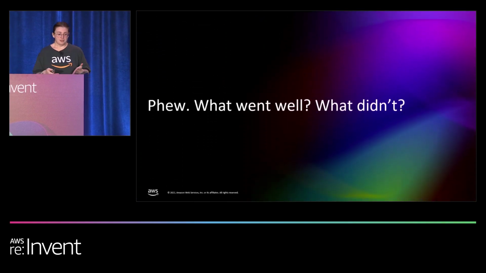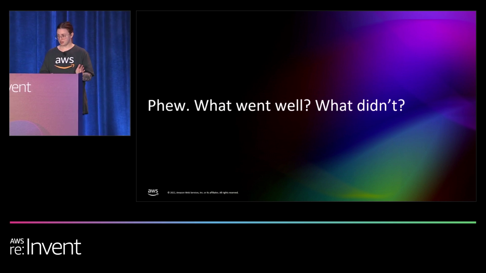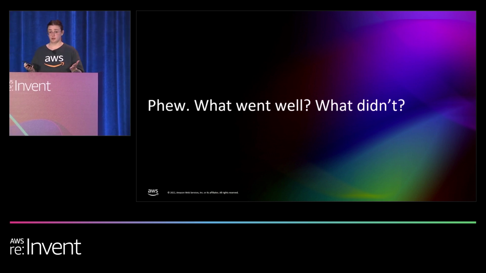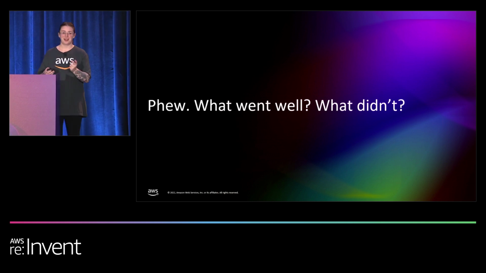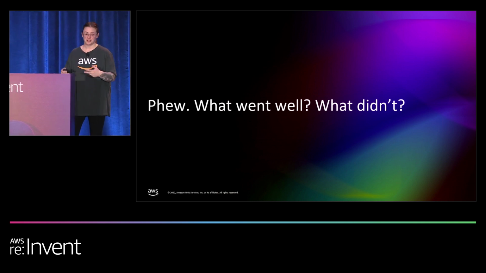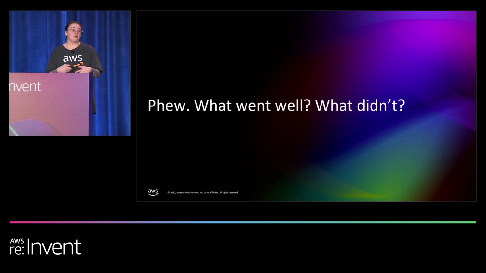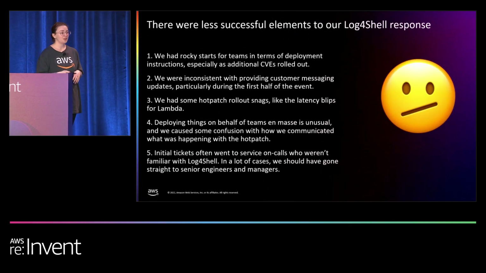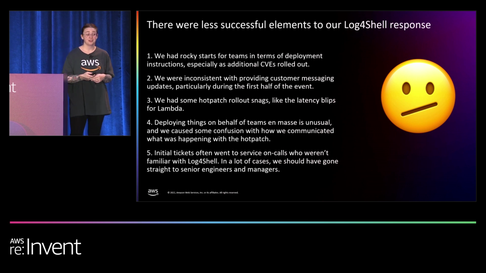And that, I think, is kind of the end of our initial response, right? So we've had 5 CVEs. We've started basically uncountable numbers of parallel threads for deployments and hot patching and regular patching, leadership updates and customer messaging. Whew. So what went well? What didn't go well? So starting with the bad, there were some less successful elements here.